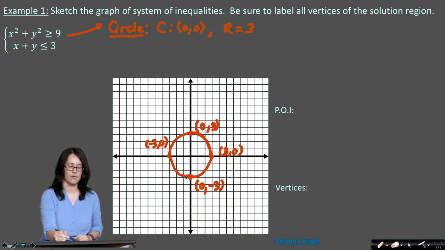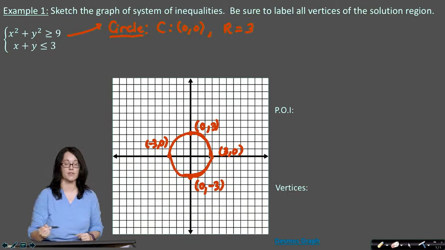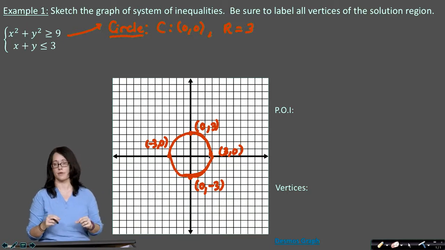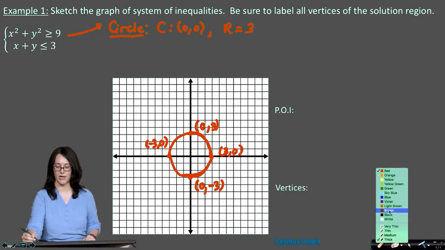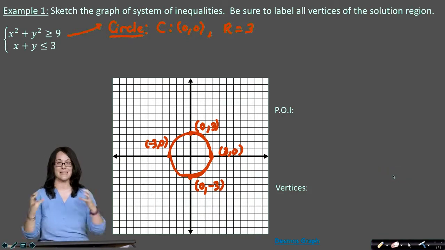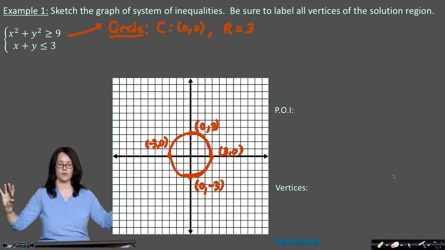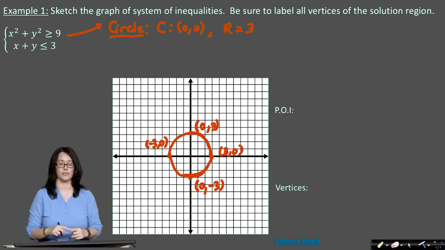Okay. So you have a basic idea of what's going on here. You have a solid circle centered at 0, 0 and has a radius of 3. From there, you need to talk about shading. Would I be shading inside of the circle or beyond the circle? Remember, because it's a solid circle, the solutions would also include the points on the circle itself.